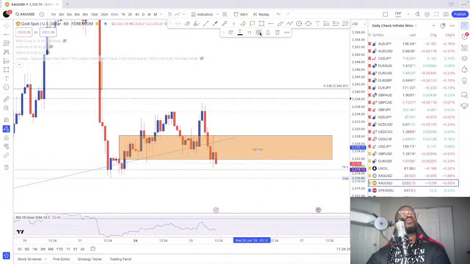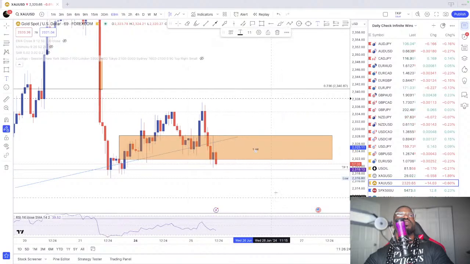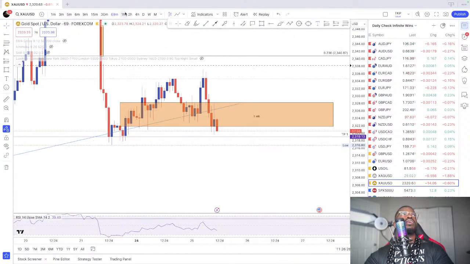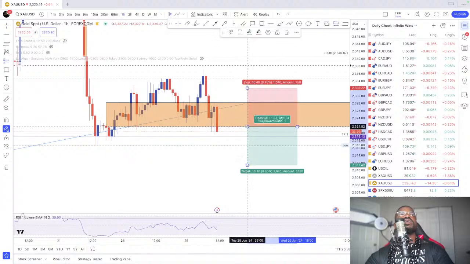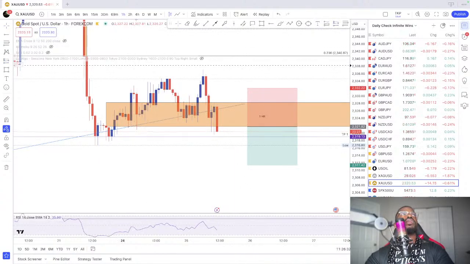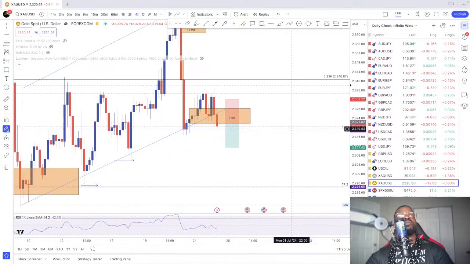Okay, what was I about to type? 1 hour. All right, so this is where we're going to put this entry. We want to look underneath it on a higher time frame and see where could price possibly stop or reject.